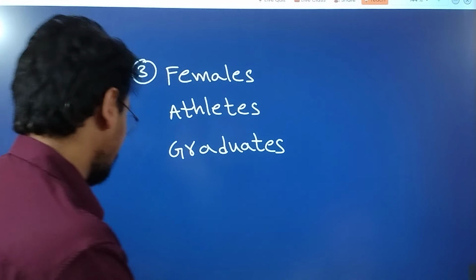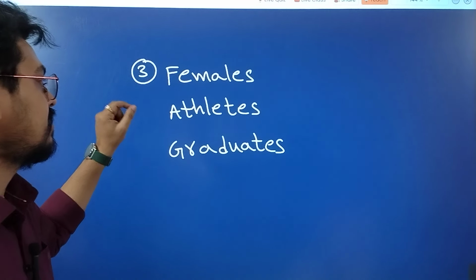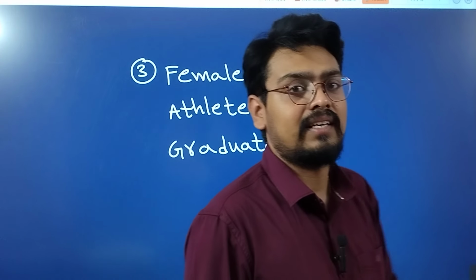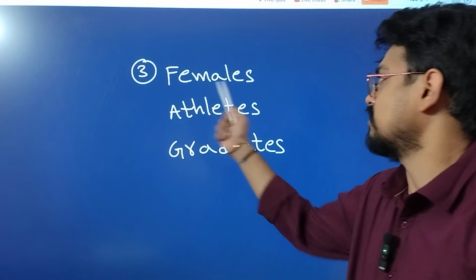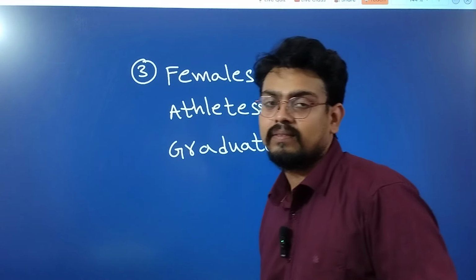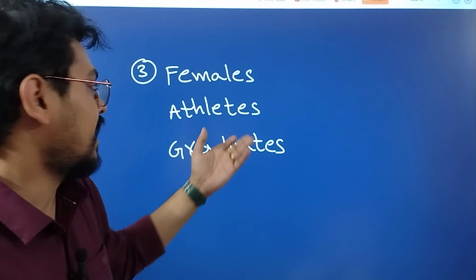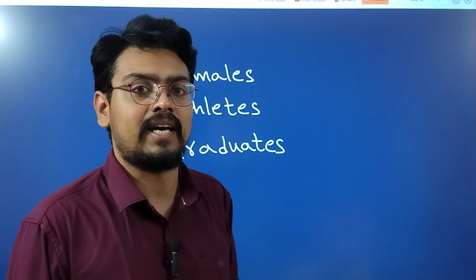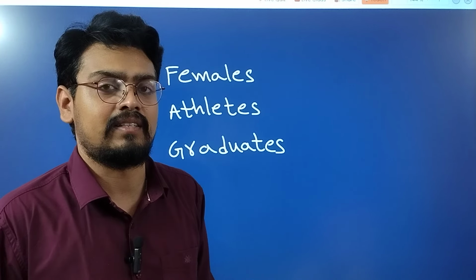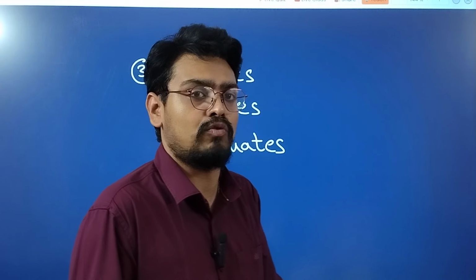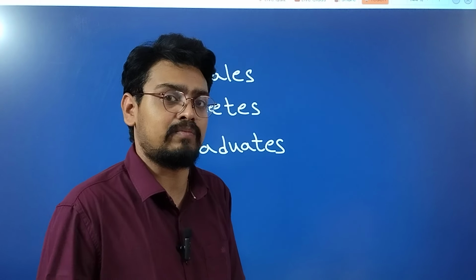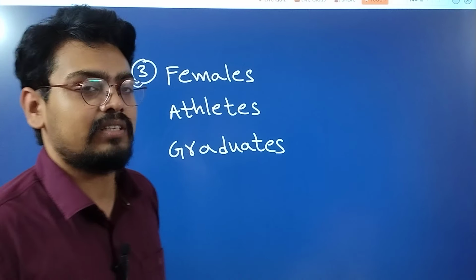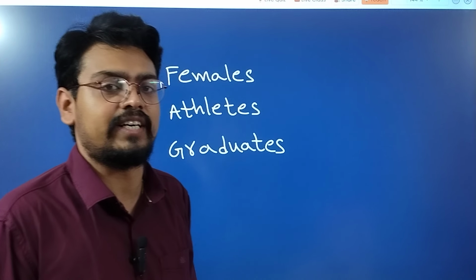Clear? Now, see the next one: females, athletes and graduates. Females means woman, girl, lady. Now, athletes. Athlete means players like runners, long jump players, high jump players. The different athletic games are there. Those who play those kinds of athletic games are called athletes. Next, graduates. Graduates means degree holders, educated people.